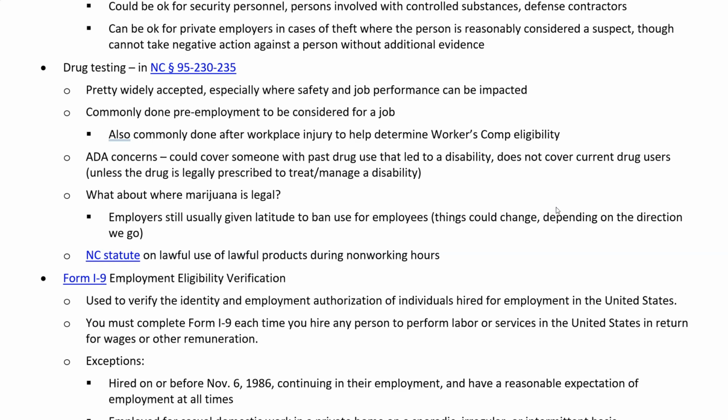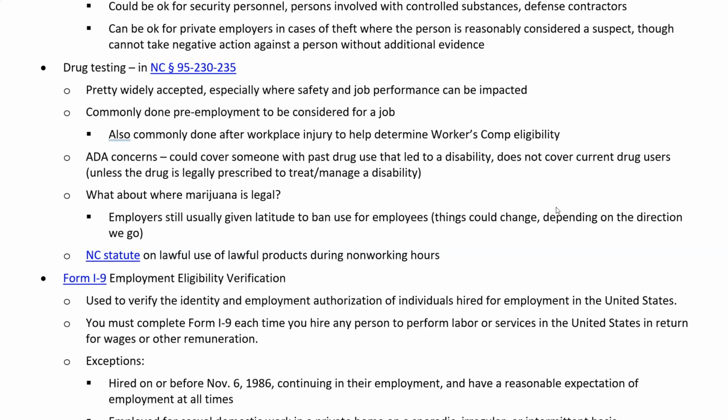And then we get the question, because we're seeing a lot of states starting to legalize marijuana or cannabis. Call it whatever you want to call it. What about states where this is legal? Well, in those states, at this point in history anyways, employers are still given the latitude to ban use for employees if they want to do that. So even though it might be legal to use in your state, if the employer chooses to do so, they could still disqualify you from employment for using.